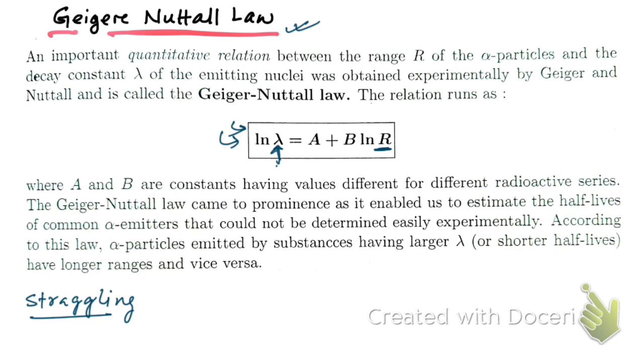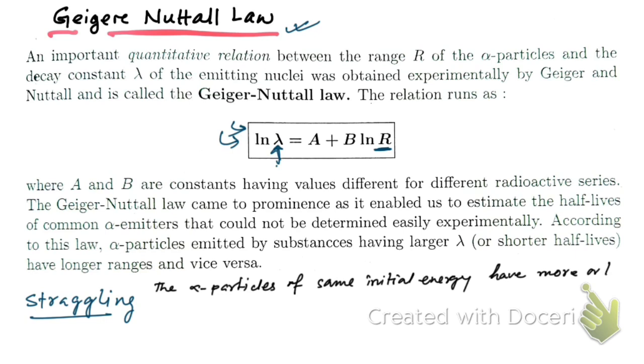Alpha particles of the same initial energy have more or less the same range in a given substance.